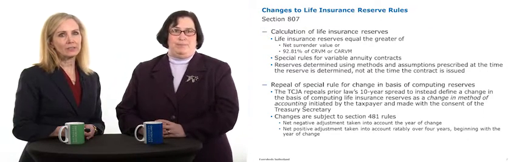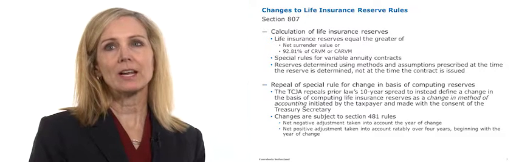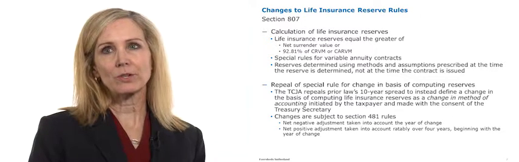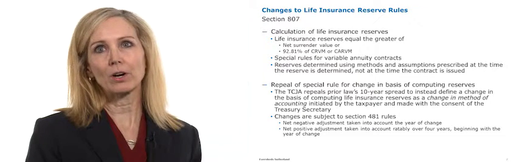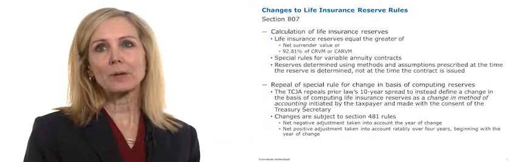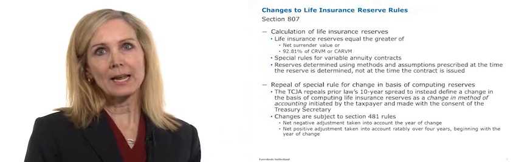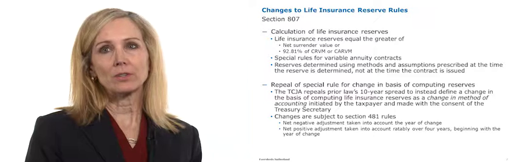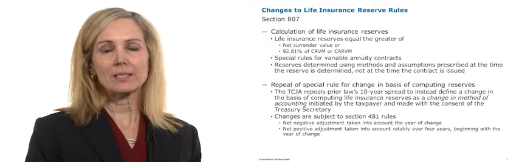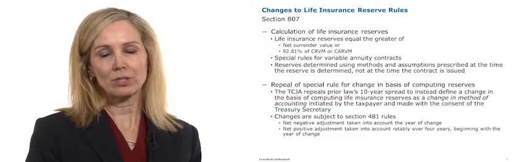Sure. The calculation of life insurance reserves has been changed. It is now the greater of the net surrender value or 92.81% of CRVM or CARVM, depending on the contract. There's special rules for variable annuities, and the reserve is determined using the methodology and factors that are used at the time the reserve is computed as opposed to at the time the contract was issued.